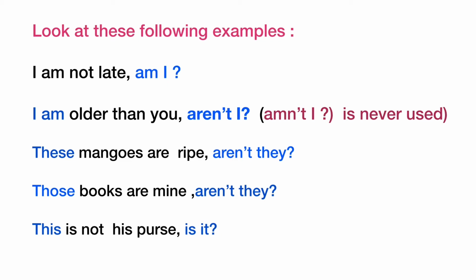Next, these mangoes are ripe, comma, aren't they? We'll use they instead of these. Next, those books are mine, comma, aren't they? Again, for those and these we use they. This is not his purse, is it? Since you know already that for non-living thing we use it. Is it? Question mark.